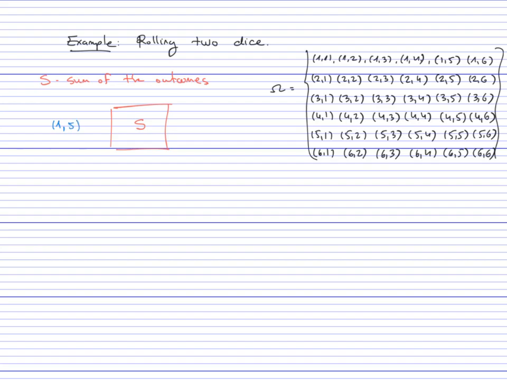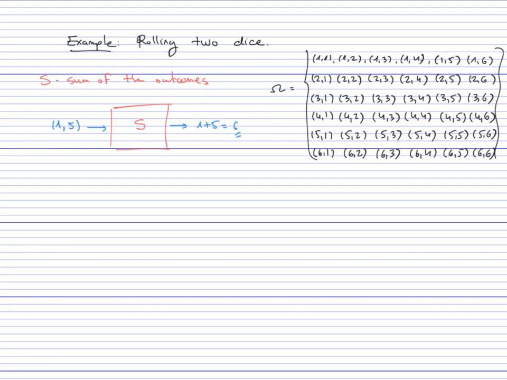So here's the outcome from the experiment. The experiment, let me remind you, is rolling 2 dice. Here I got 1 and 5. That's the input. Then S needs to return 1 plus 5, meaning 6. That's how S is defined. Now here I wrote the sample space of the experiment, meaning all the outcomes that we can get from rolling 2 dice. Now I'd like to write the probability function of S.